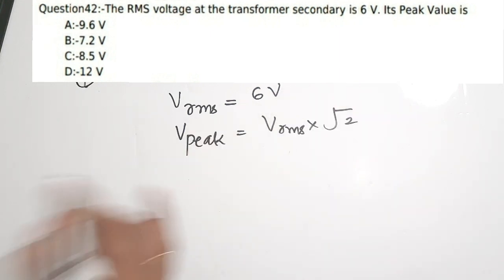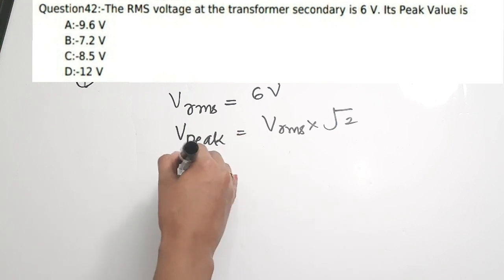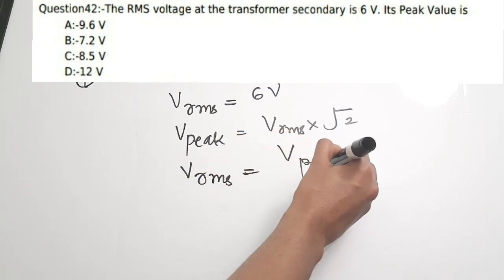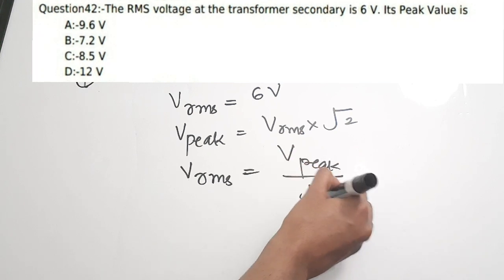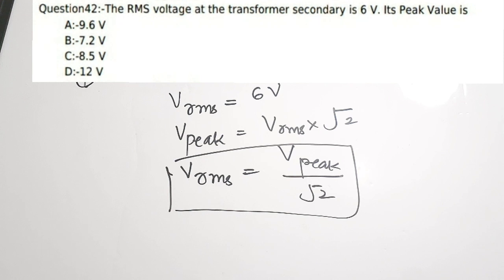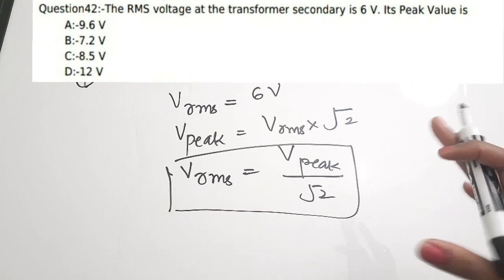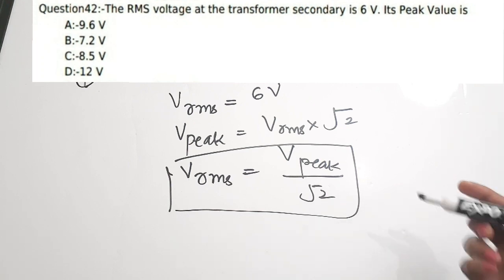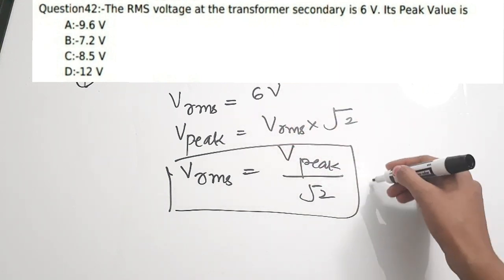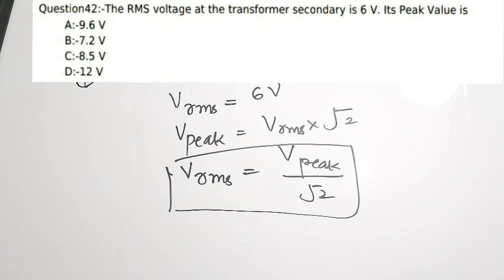This is the relation. Or in other words, you can write it as RMS value is equal to peak value by root 2. Please note down these two relations because they will be useful in order to solve the problems related with transformers and all. Anyway, here they are just asking the relation between peak voltage and RMS voltage. So we need to find the peak voltage. RMS voltage is already given to us, so we have to just substitute it here.